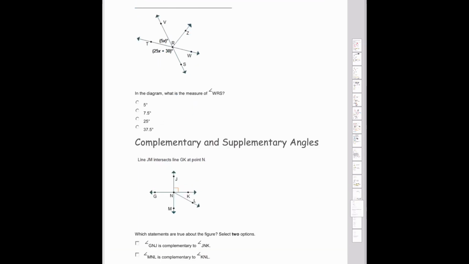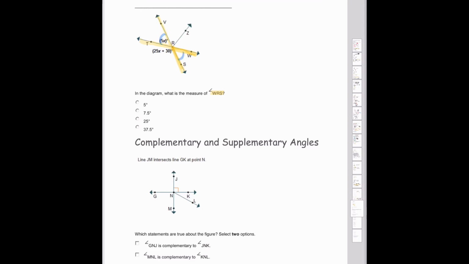Now let's look at our next question. In this question, we are being asked to solve for the measure of WRS. Here is WRS. We are not currently given any information about WRS. However, we are given information about the angle VRT. What do we know about VRT in relation to WRS? Well, we actually know that those two angles are vertical angles.